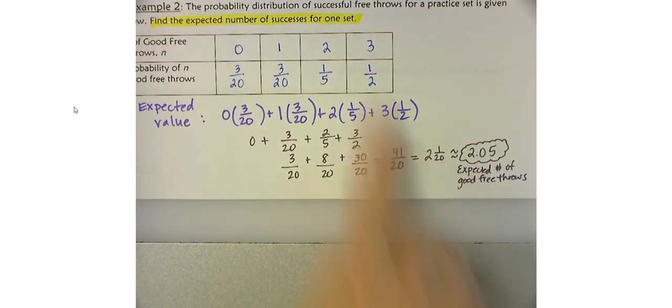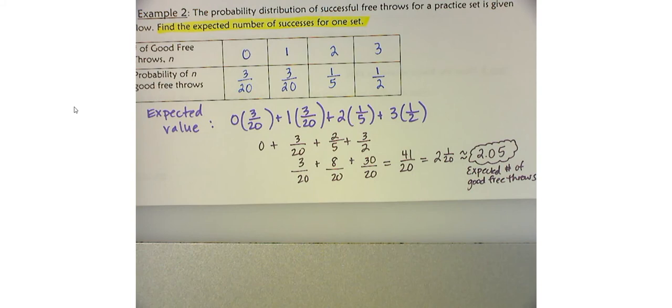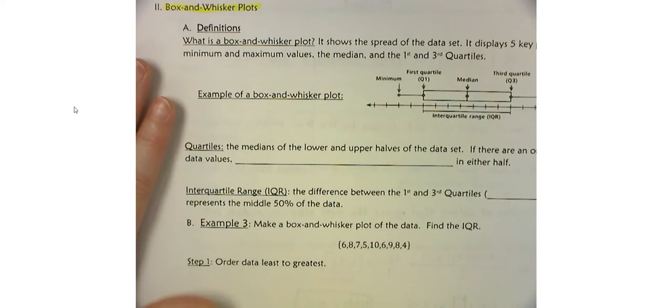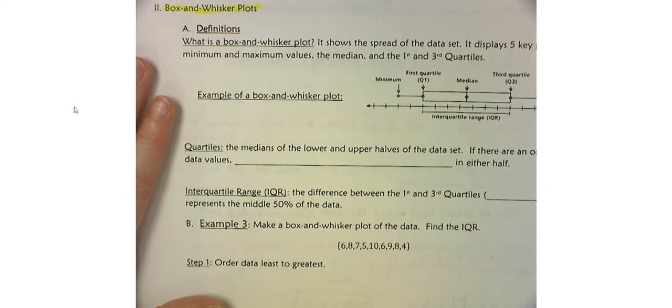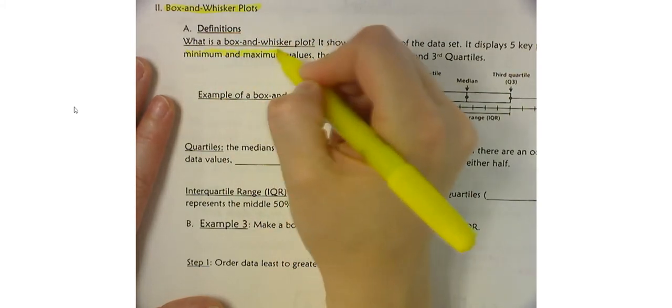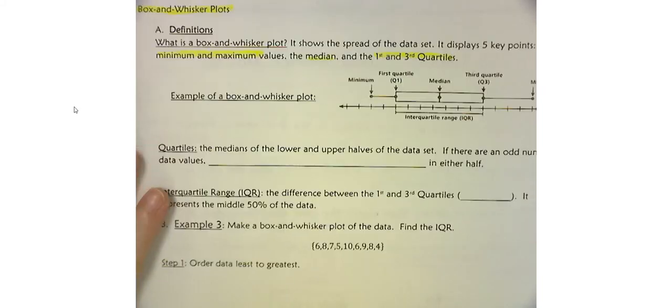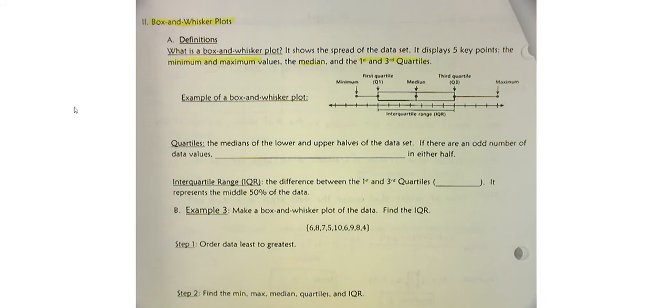All right, now we're talking box and whisker plots, which are something that you have done before, correct? Yeah. Okay, so with your box and whisker plot, it's going to show the spread of your data set. It displays 5 key points: the minimum and maximum, the median, and then the first and the third quartiles. Okay, so you can see your minimum value is here at this dot. Your maximum value is here. Your median, you have a dot with this bar.